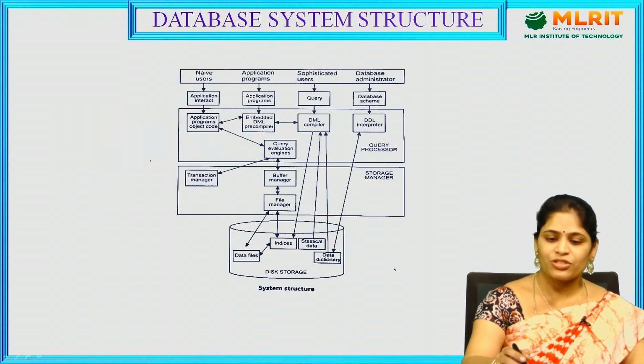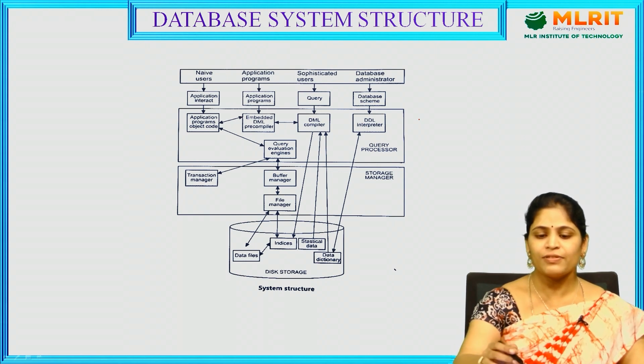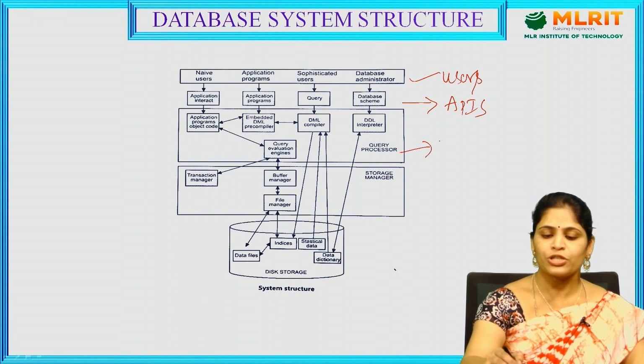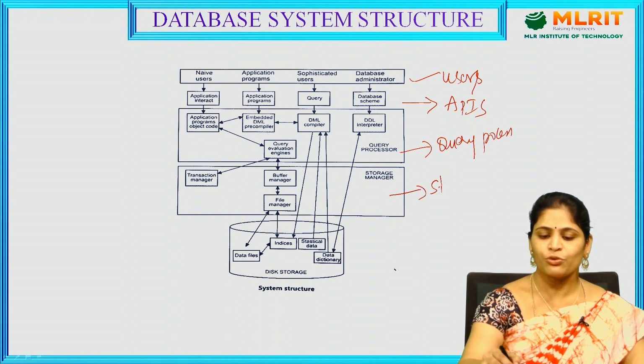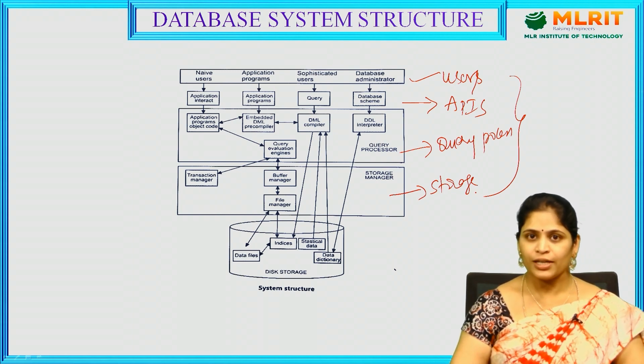This structure includes 4 levels. The first level includes different types of users, the second level includes APIs, the third level includes the query processor, and the fourth level includes the storage manager. These are the levels involved in interacting with the database.